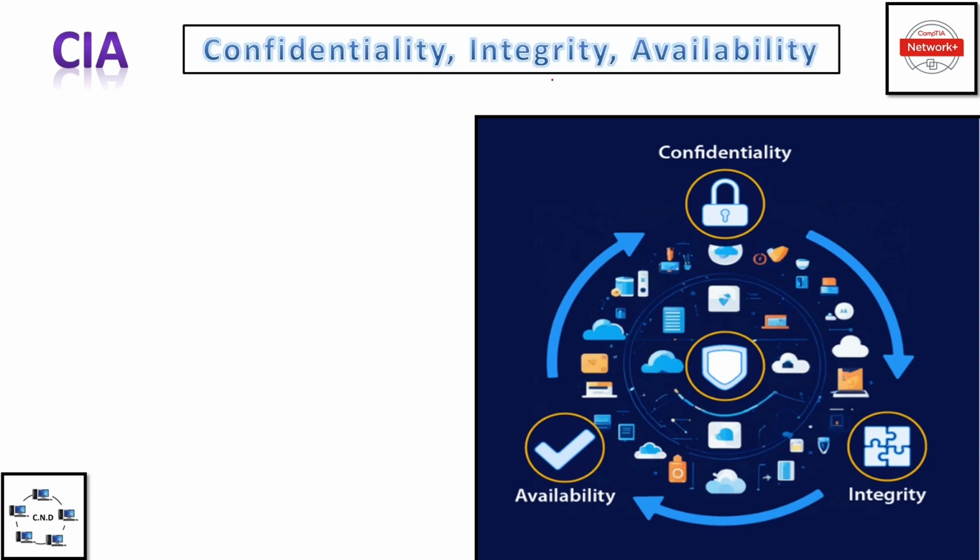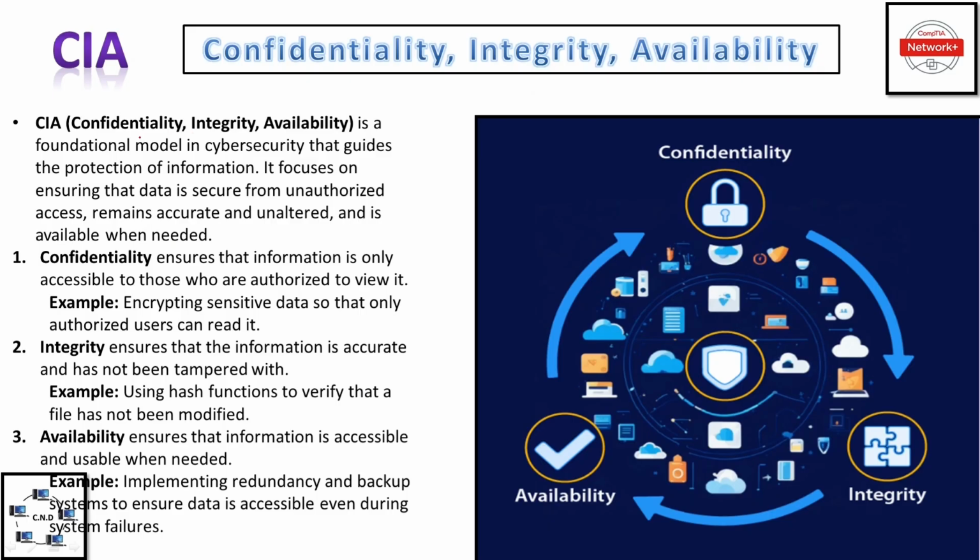CIA, that is confidentiality, integrity and availability. CIA is a foundational model in cybersecurity that guides the protection of information. It focuses on ensuring that data is secure from unauthorized access, remains accurate and unaltered, and is available when needed. Confidentiality ensures that information is only accessible to those who are authorized to view it. For example, encrypting sensitive data so that only authorized users can read it. So, to ensure confidentiality, we use encryption.